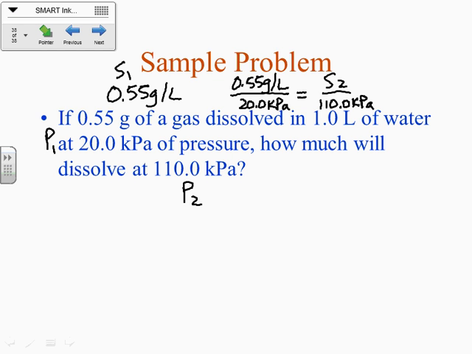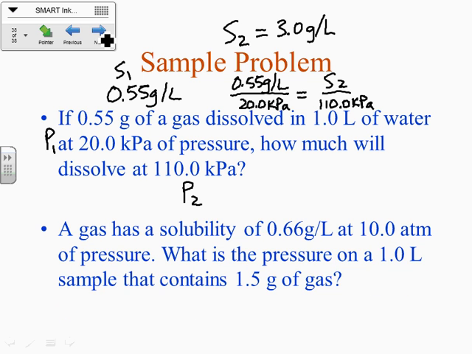Basically, you just cross-multiply here. So you take the 0.55 times 110 divided by 20. Should give you a solubility now of 3.0 grams per liter, and that's the right number of sig figs. And that is higher than our original solubility, so that makes sense. Okay?